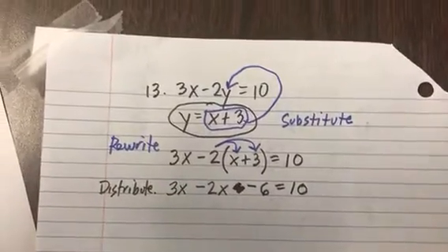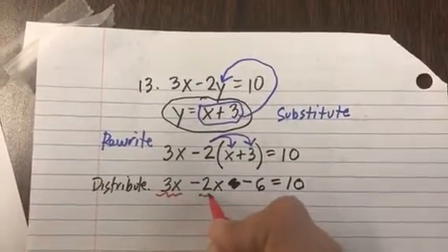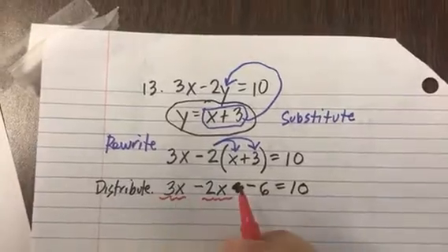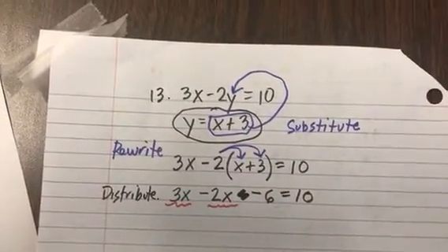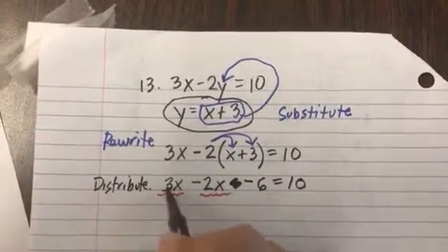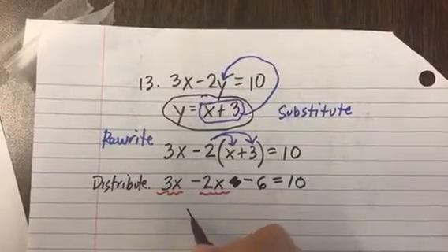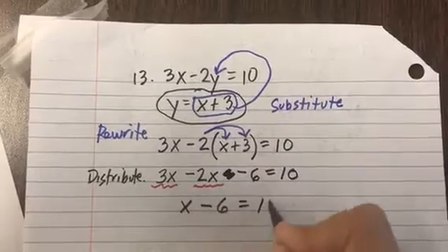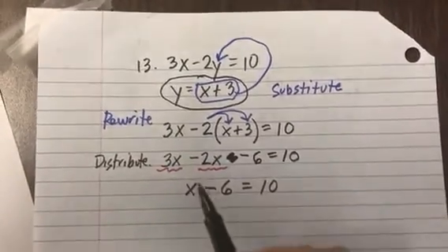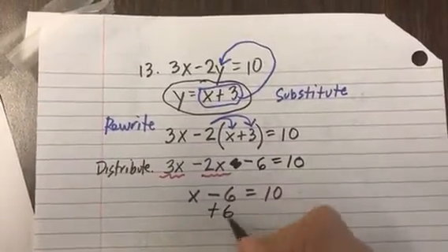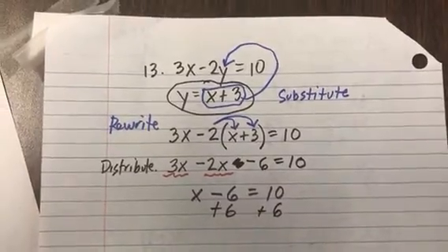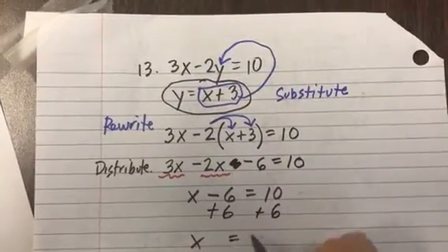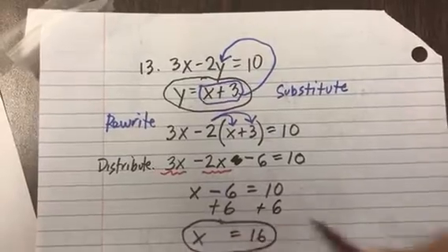Now I have to combine like terms. So notice these two terms are alike. This one is not like they are. So 3x minus 2x is 1x. And I still have a -6 and a 10. And so this is still keeping x from being by himself. So I'm going to add 6 to both sides. And I get x is equal to 16.